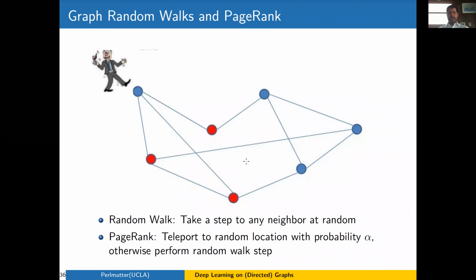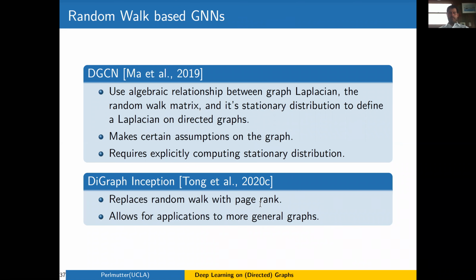Other approaches are based on random walks or PageRank, where random walk means you've got a guy here and he can step to any of the neighbors with equal probability. PageRank is similar, but you also randomly teleport to an arbitrary node some fraction of the time. And what Ma did was use an algebraic relationship between the graph Laplacian, random walk matrices, and the stationary distribution of a random walk matrix to define a Laplacian on directed graphs.